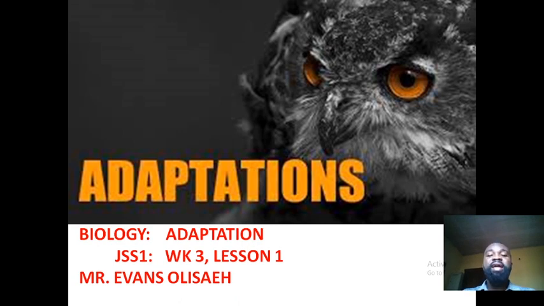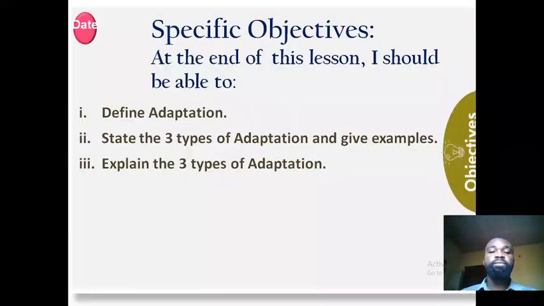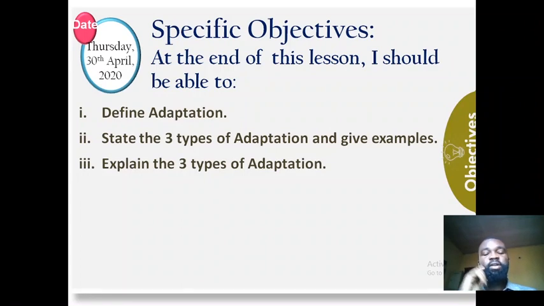Now, that adjustment in the body system, in order to help you to survive in a particular environment, is what we call adaptation. So, let's look at our specific objective. At the end of this lesson, you should be able to define adaptation, state the 3 types of adaptation, give examples, and explain the 3 types of adaptation.